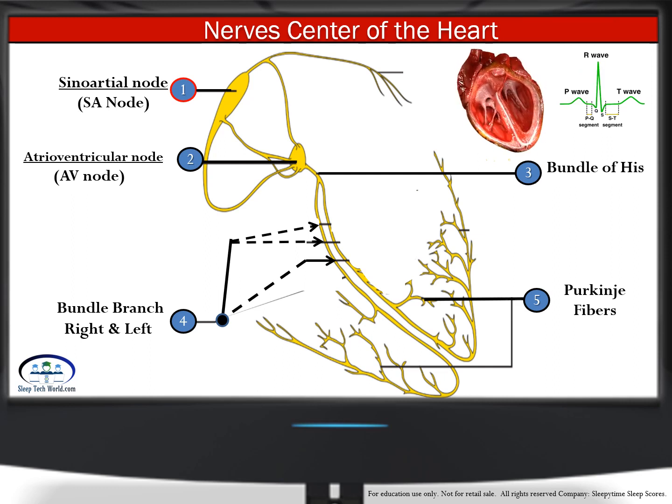Once the current splits into the right and the left bundle branch within the ventricles, the signal branches out into the Purkinje fibers. The Purkinje fibers carry the electrical impulse from both left and right bundle branches to the walls of the ventricle, causing the muscle tissue of the ventricles to contract. Once the electrical pulse discharge is complete, the heart then relaxes. This relaxation action is referred to as repolarization.